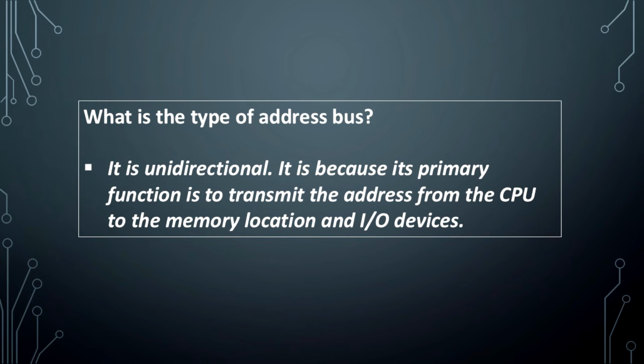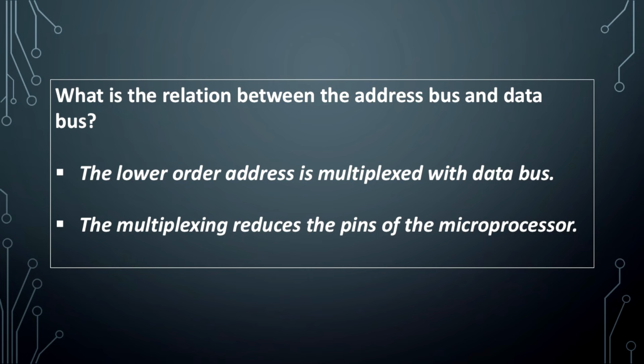What is the type of address bus? It is unidirectional. It is because its primary function is to transmit the address from the CPU to the memory location and input-output devices. What is the relation between the address bus and data bus? The lower order addresses are multiplexed with the data bus. The multiplexing reduces the pins of the microprocessor.